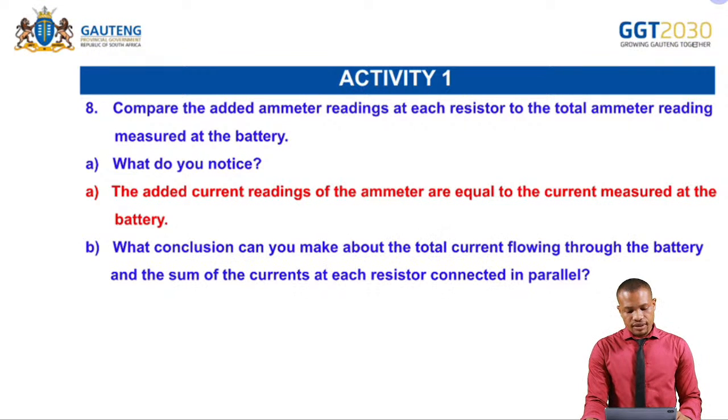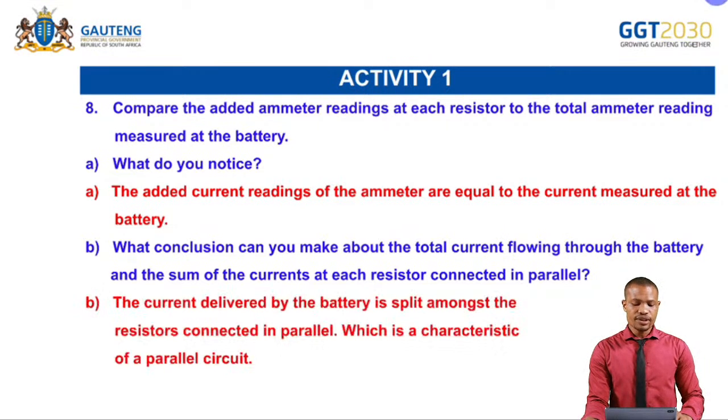Number B. What conclusion can you make about the total current flowing through the battery and the sum of the currents at each resistor connected in parallel? What we can conclude is that the current delivered by the battery is split amongst the resistors connected in parallel, which is a characteristic of a parallel circuit. Let's move on.